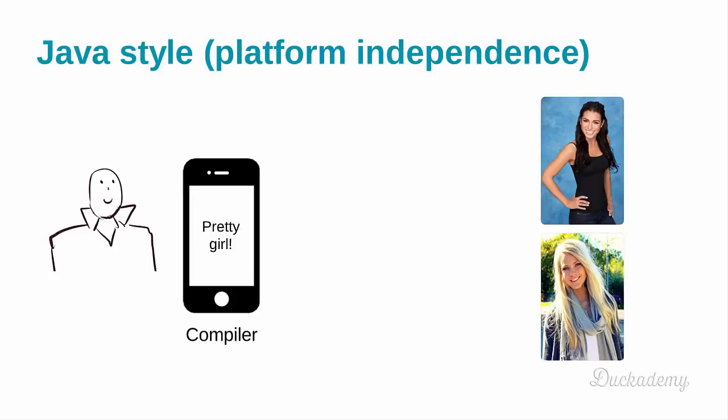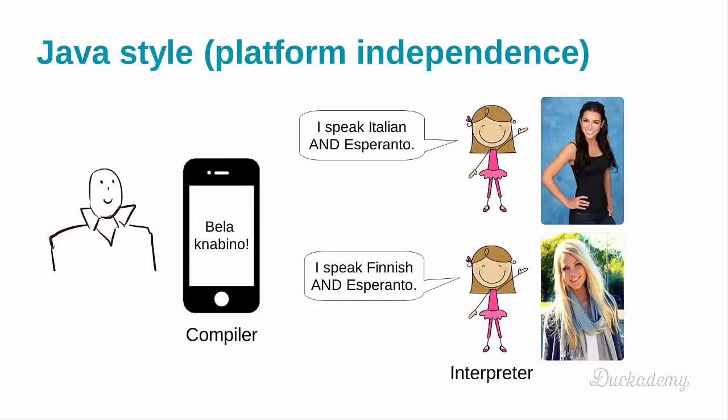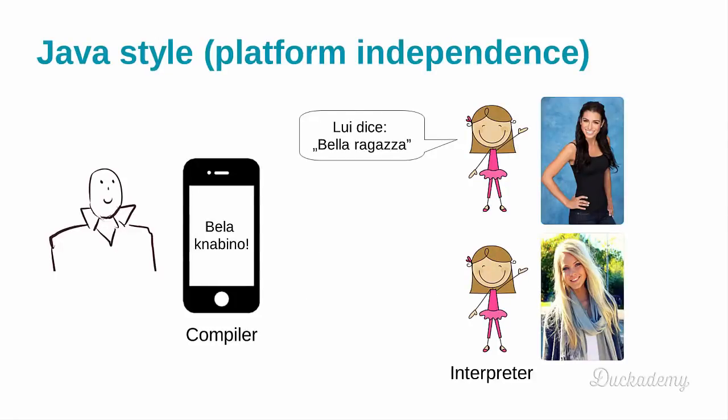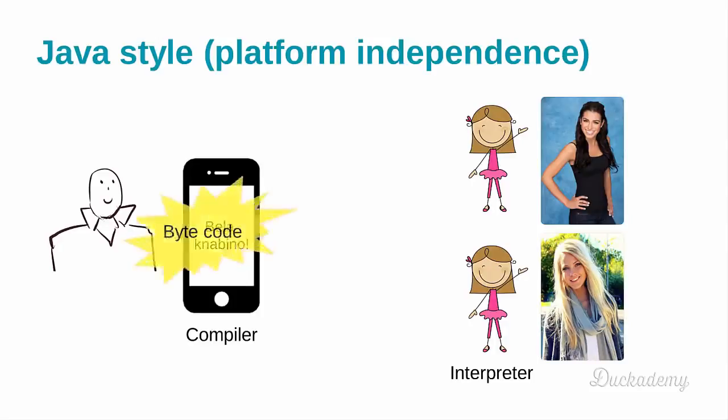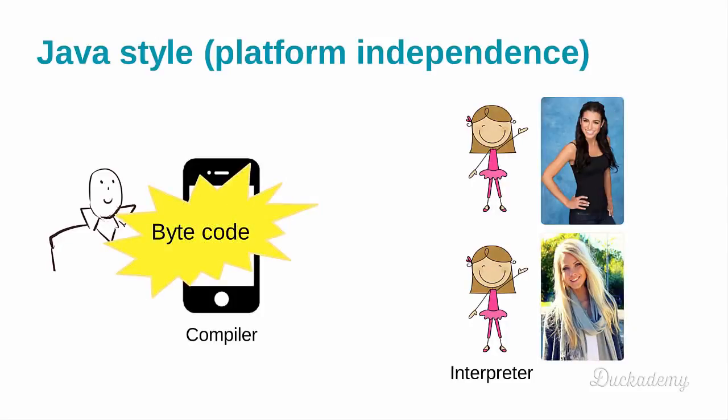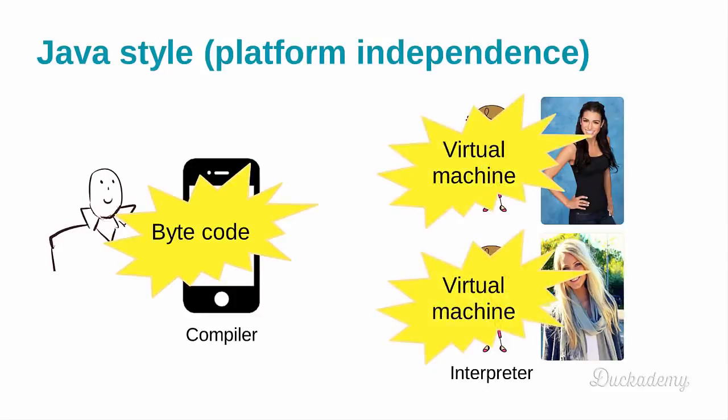So in this case, we compile our message to Esperanto and we hire some other persons who will understand this Esperanto and the native languages. And we show the interpreters this message and she will translate the message for the pretty girl. And the pretty girls will understand the message. So in the Java terminology, the output of the translator, the output of your mobile phone, is called the bytecode. And the interpreters that interpret your translated message are called virtual machines.